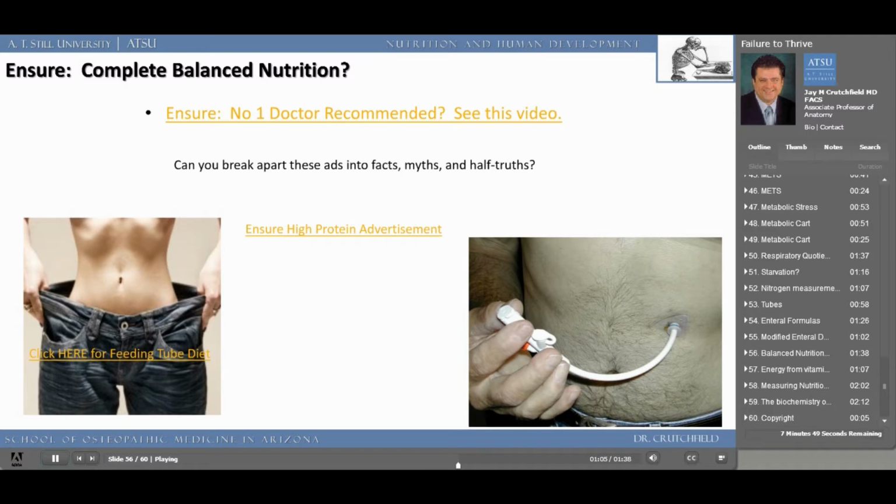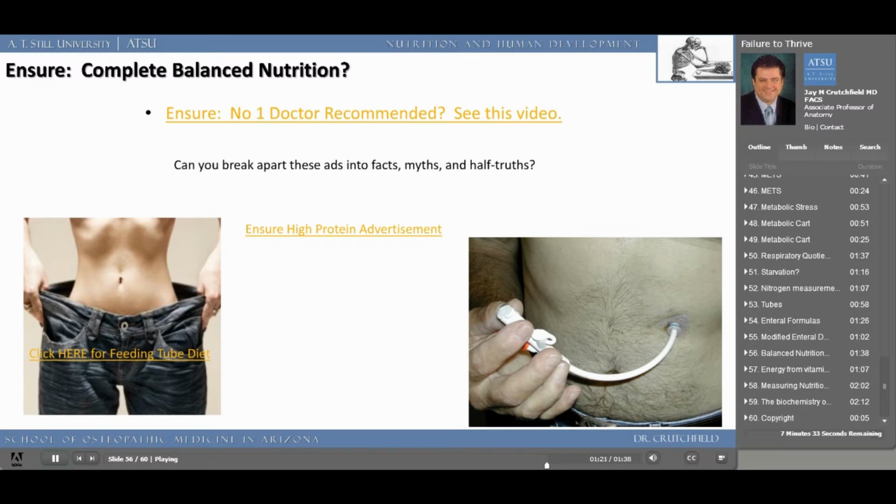So the question is, was the weight loss healthy? Was it supervised? Was it done slowly? Were they in ketosis? Were they starving or were they malnourished or both? On the right, we see a patient who has a gastrostomy tube in place.